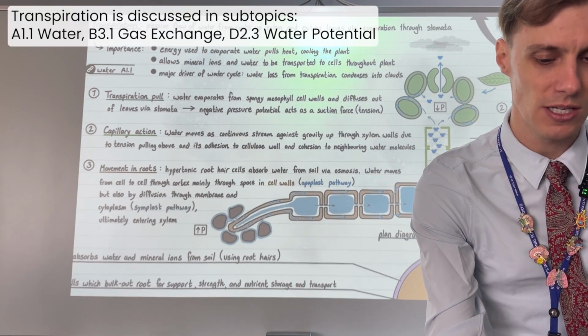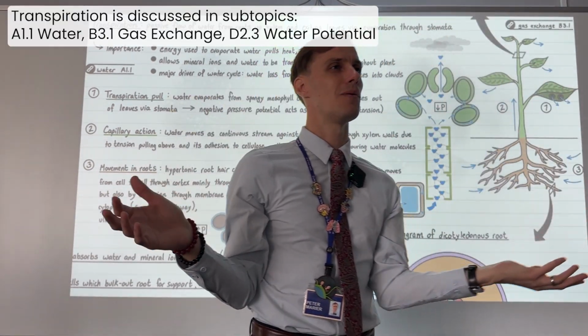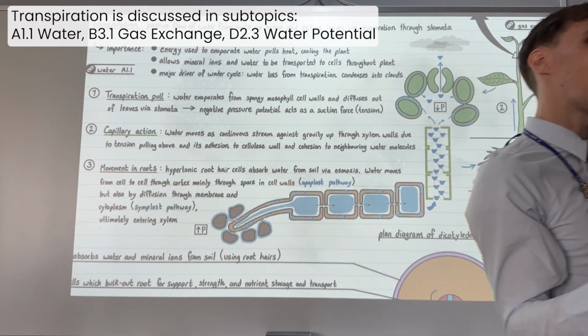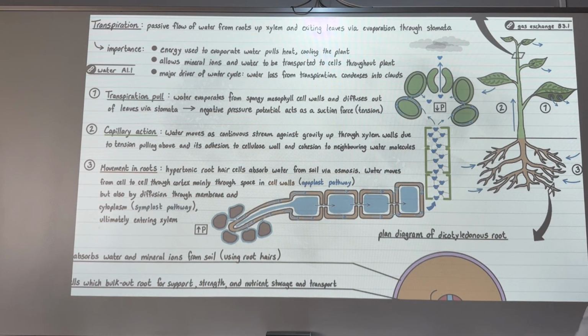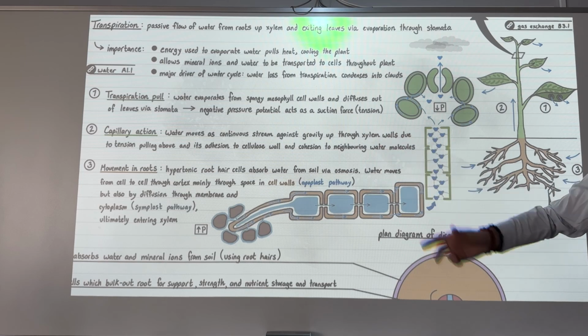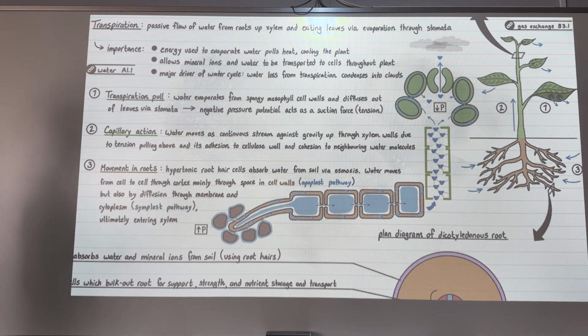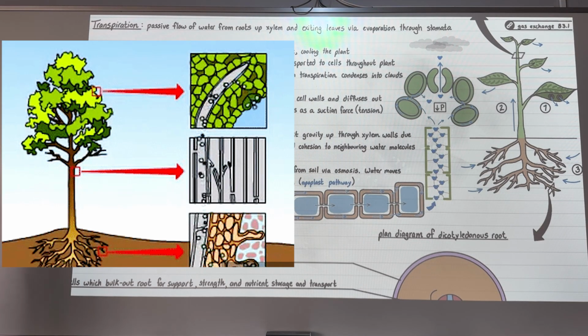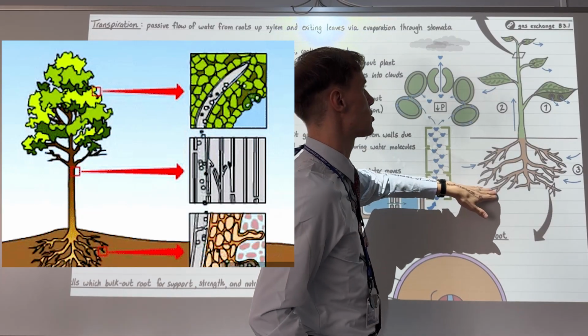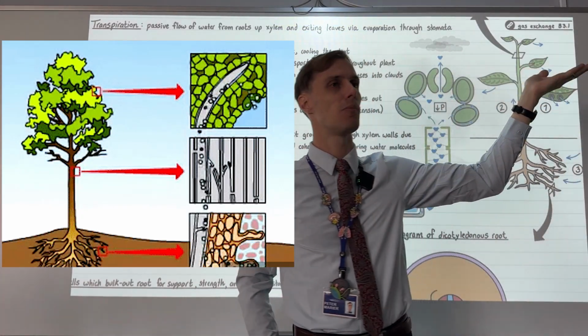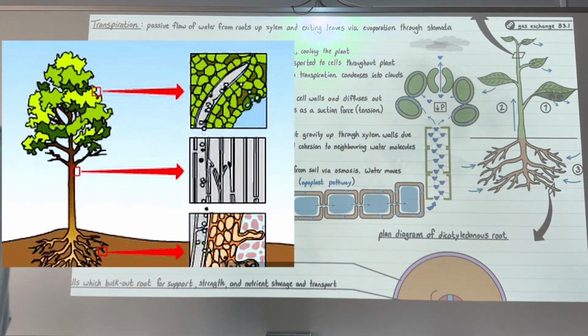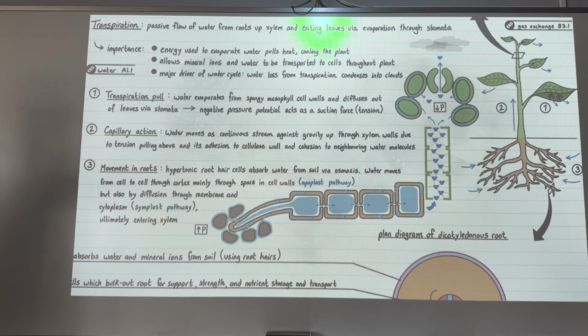We've alluded to this process in so many other subtopics in this course. Let's finally talk about it officially, and that is transpiration. So transpiration really is just the passive flow of water from roots all the way to shoots, right? It's going to enter into the roots, and it's going to exit out of the stomata in leaves. So this is a one-directional flow.